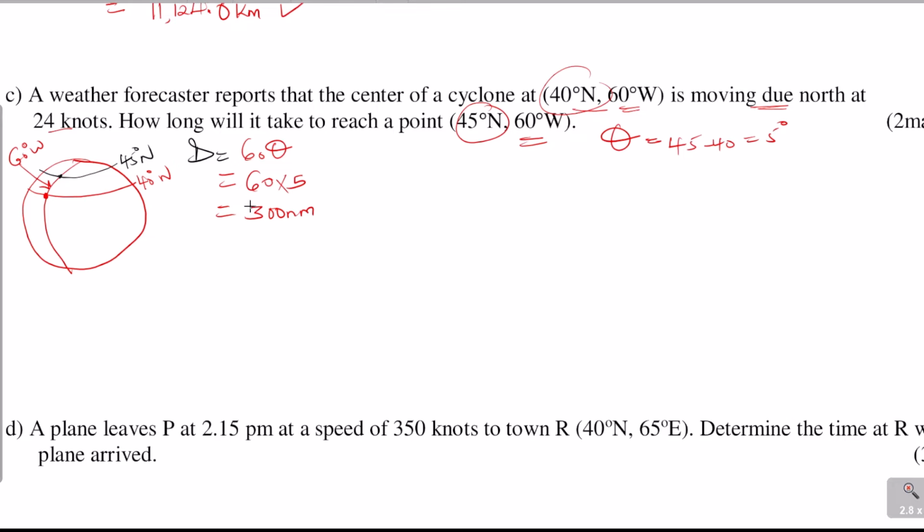Now, because you are required to get how long it will take to reach this point, that is time. So how do you get time? We get time by taking distance divided by speed. Distance is 300 nautical miles and the speed is 24 knots. When you work this out, you get the answer in hours. Distance in nautical miles divided by speed in knots will give you 12.5 hours. So that is how you're supposed to get the solution for that part.